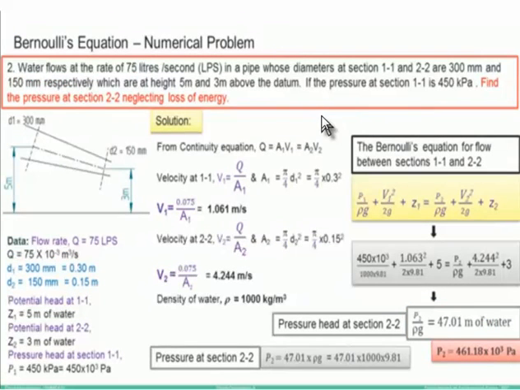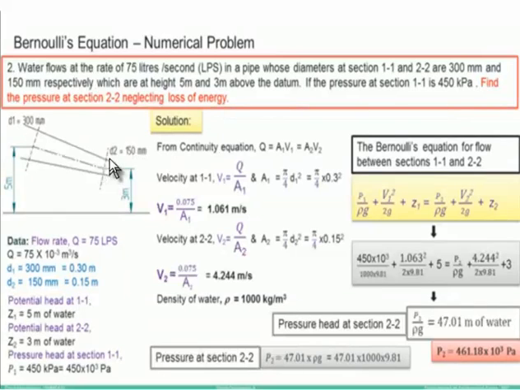So in the second problem, water flows at the rate of 75 liters per second in a pipe whose diameters at section 1 and section 2 are 300 mm and 150 mm respectively, which are at heights 5 meters and 3 meters above the datum. If the pressure at section 1 is 450 kilopascal, find the pressure at section 2, neglecting loss of energy.